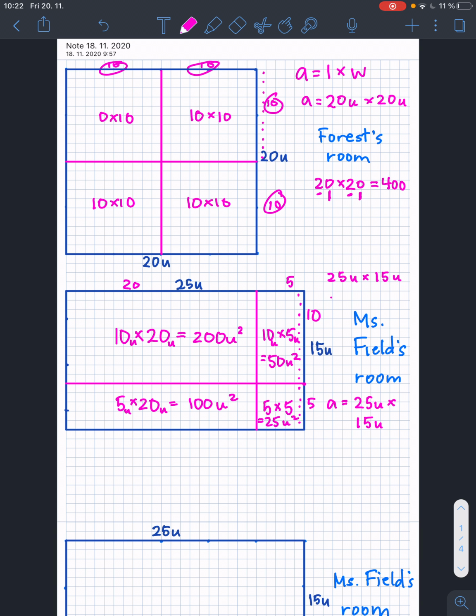Now, when I add all of those little bits up, I'm going to get 200 plus 100 plus 50 plus 25. I know that 200 plus 100 is 300. 50 plus 25 is 75. It gives me a total of 375 units squared. So these are 2 ways that you could break up that bigger equation into smaller parts to make them easier to work with.